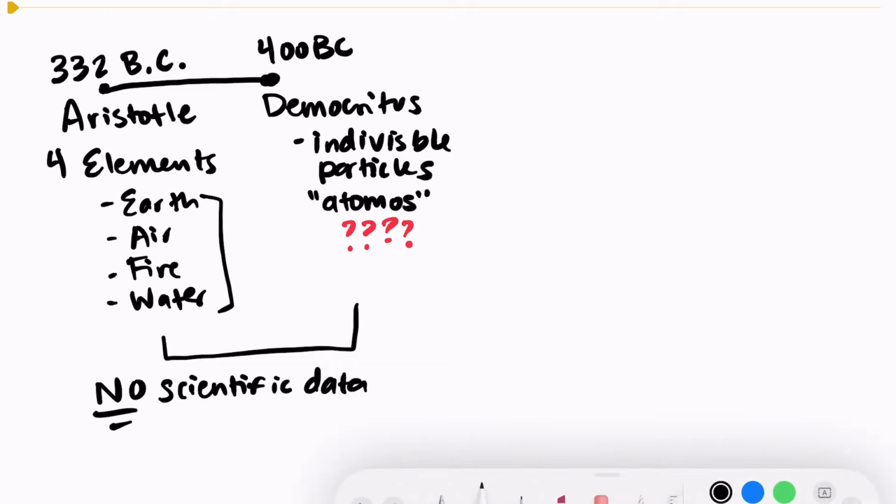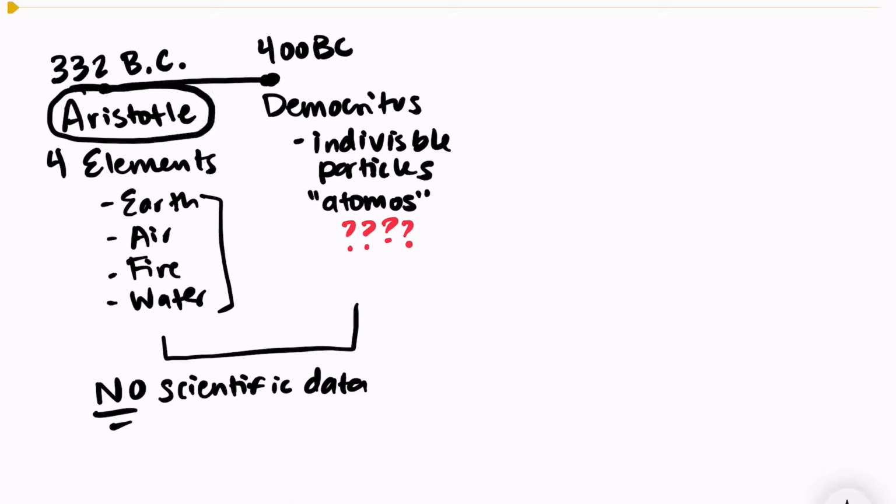So many people believed Aristotle because he was a very famous philosopher. So this set us back in the atomic theory by about 2,000 years, which is just crazy to think about. If we had believed Democritus in the first place, maybe we would have made some advancements in the atomic theory well before the 19th century, but unfortunately that did not happen.